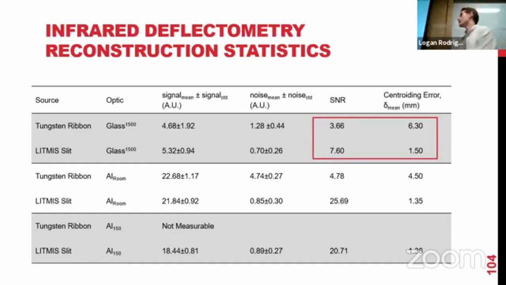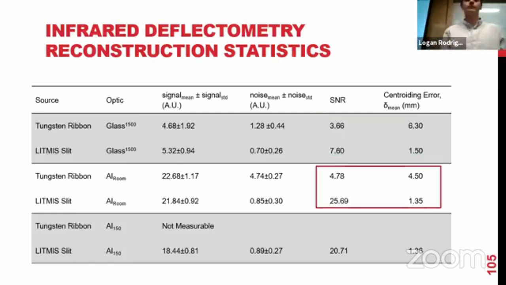So on the top green row, we can note that the signal to noise ratio and the centroid area is significantly higher for the tungsten ribbon. If we look at the aluminum blank tested at room temperature, the signal to noise ratio is about 5 times higher now. And again, the centroiding error is larger for the ribbon. However, it does not change very much for the slit.